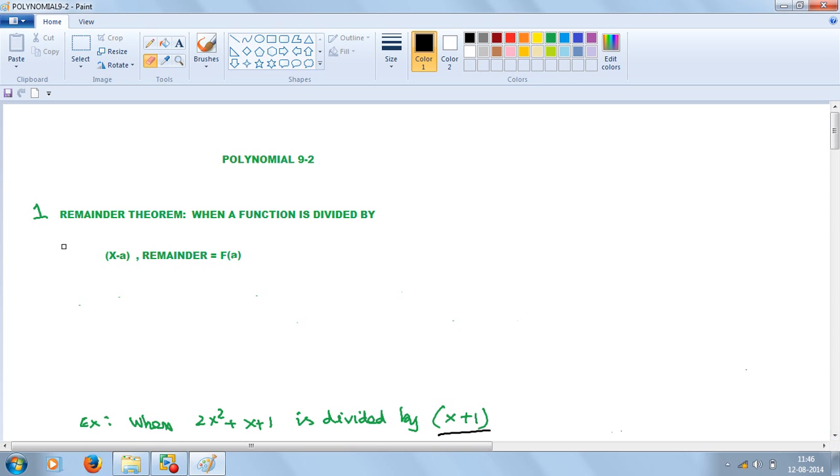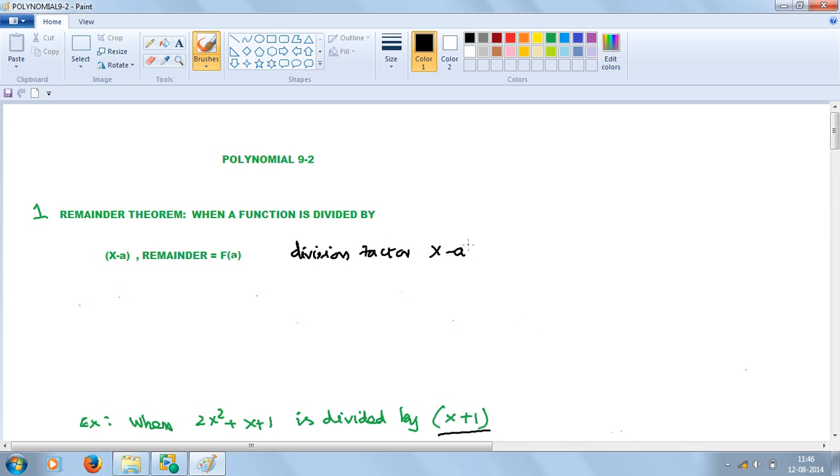So first we'll see the remainder theorem. When a function is divided by x minus a, the remainder is f of a. When a function is divided by, so the division factor is x minus a.